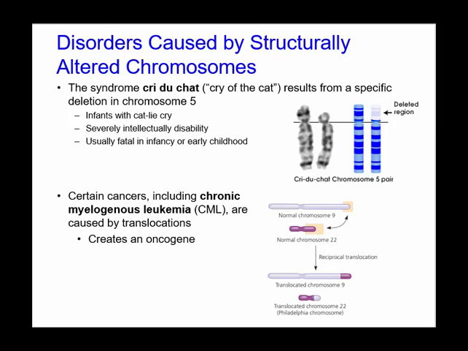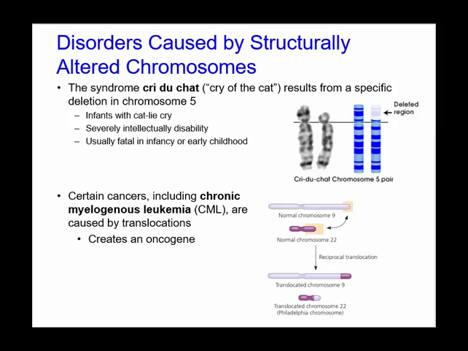All right, so a couple of examples of those. This syndrome called cri du chat means the cry of the cat, based on the cry that infants make when they have this condition. What's happening here is a chunk of one of the number 5 chromosomes is missing. And this is usually fatal in early life.